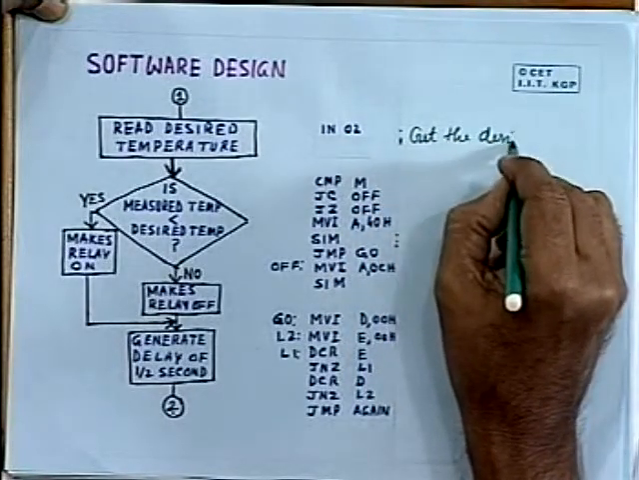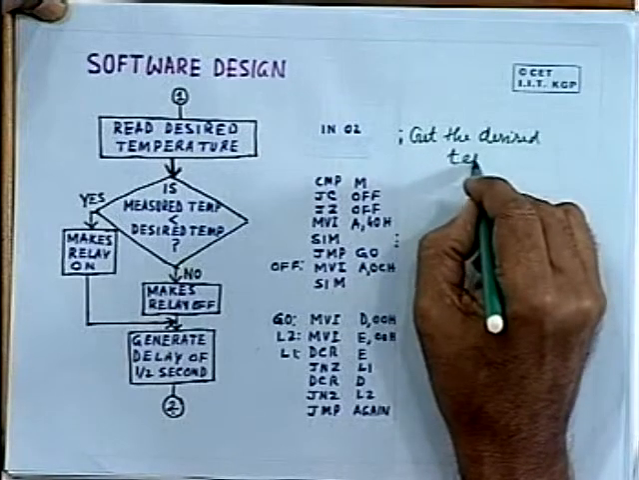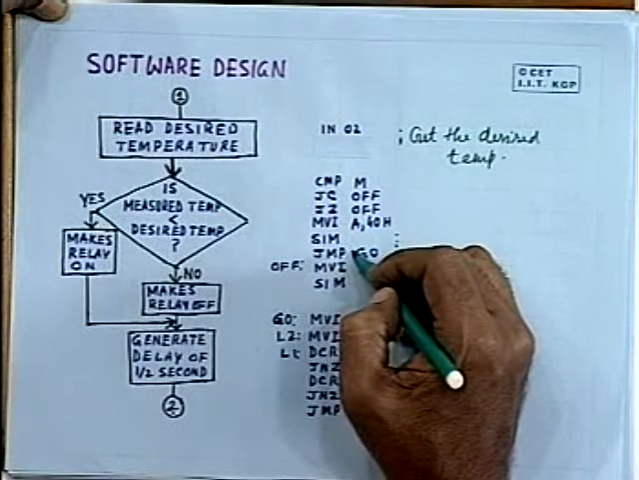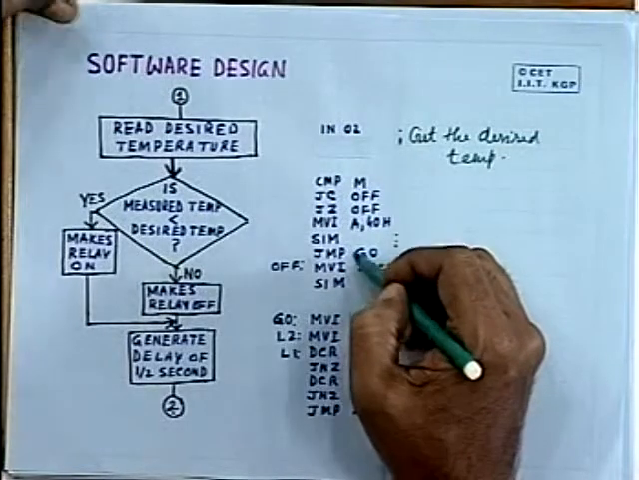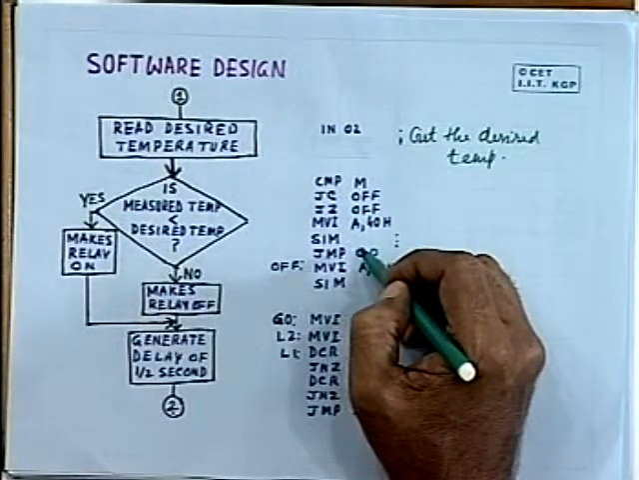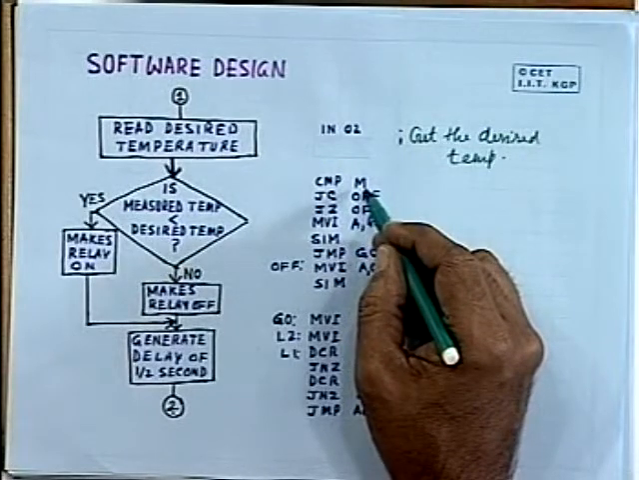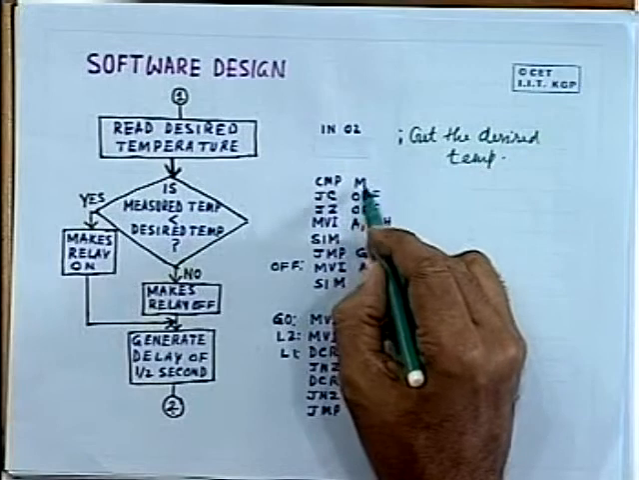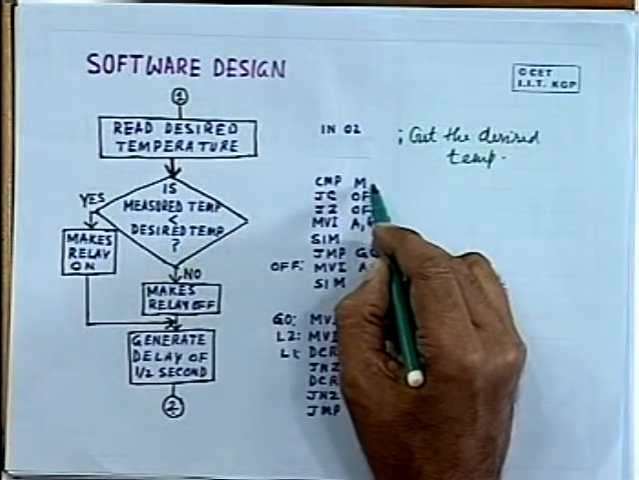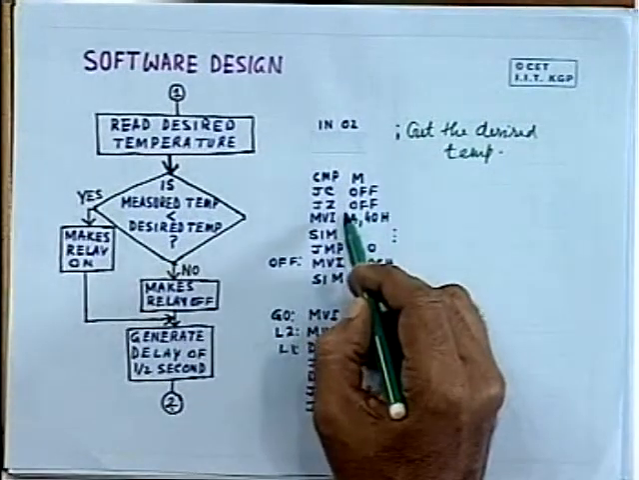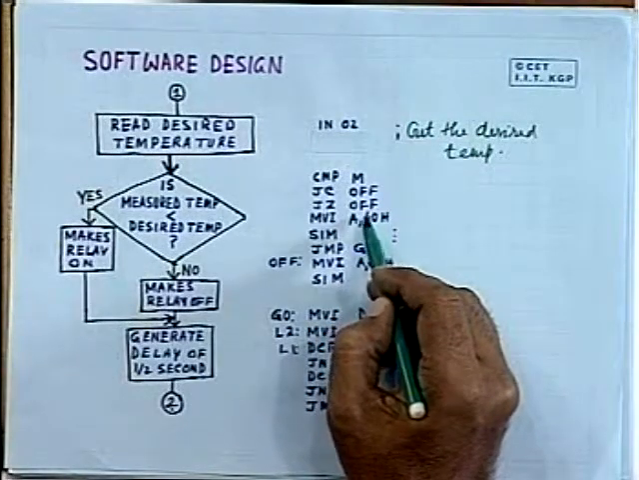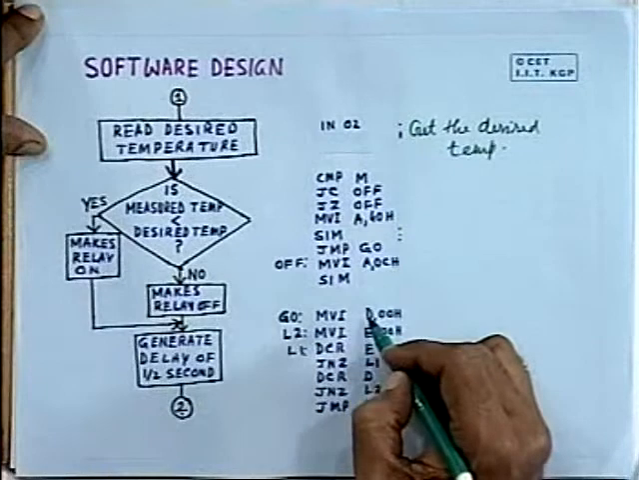and after the desired temperature is obtained, it is compared with the measured temperature. Now the measured temperature is known, we are doing the comparison, and that is being stored in that memory location M, that means 0 to something, and that is being compared here, and the outcome of the comparison is used either to make the relay on and off.